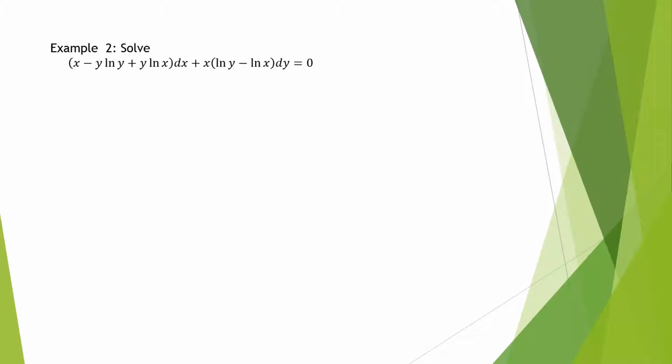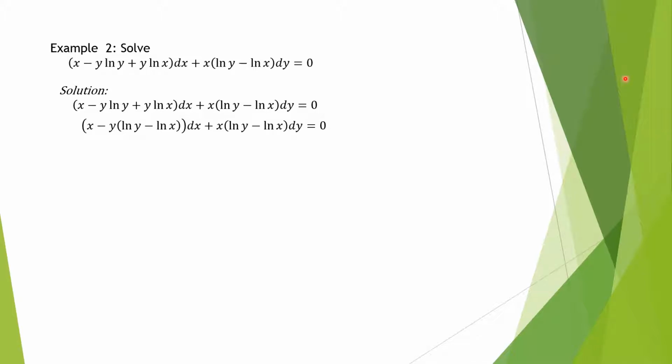Next, let's try to solve (x minus y ln of y plus y ln of x) dx plus x (ln of y minus ln of x) dy is 0. At the start, we do not know yet if it is homogeneous or not, so we have to do some simplification. Let's start by simplifying this differential equation, because there are ln's here, so we can combine those. Factor negative y there in that equation: negative y times (ln of y minus ln of x) dx, plus x (ln of y minus ln of x) dy is 0.